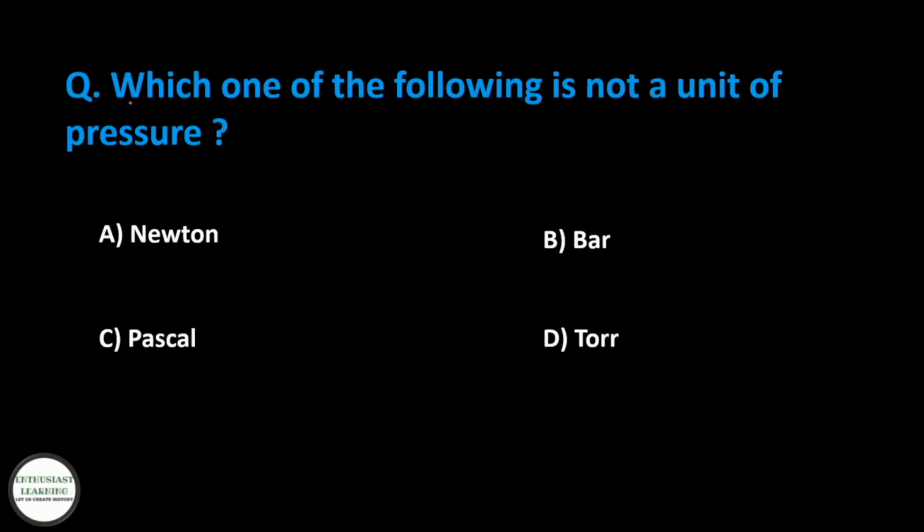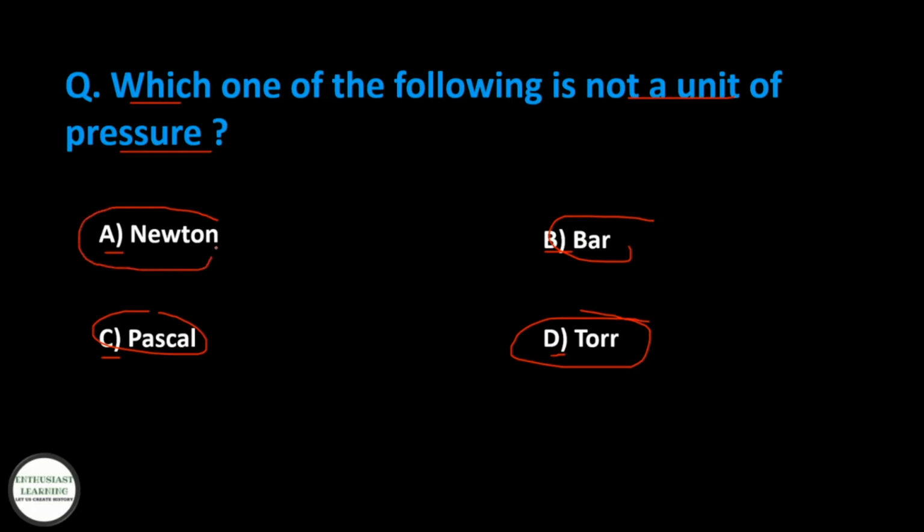Now question: which of the following is not a unit of pressure? A option Newton, B option bar, C option Pascal, and D option torr. As we know that bar, Pascal, and torr are units of pressure, but A option Newton is a unit of force, so the correct option is A, Newton.